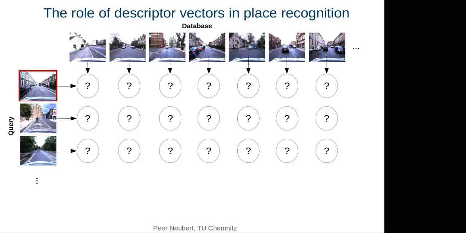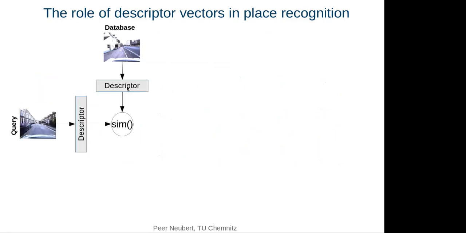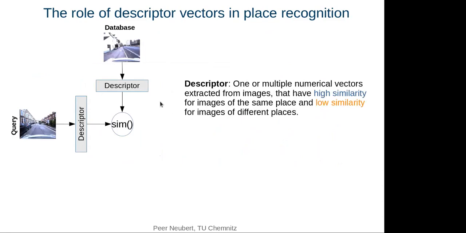To answer this question, we typically use a descriptor. So we compute some kind of vector for the database image, some kind of vector for the query image, and compute their similarity. In this context, we say a descriptor for an image is one or multiple numerical vectors extracted from images that have high similarity for images of the same place and low similarity for images of different places.